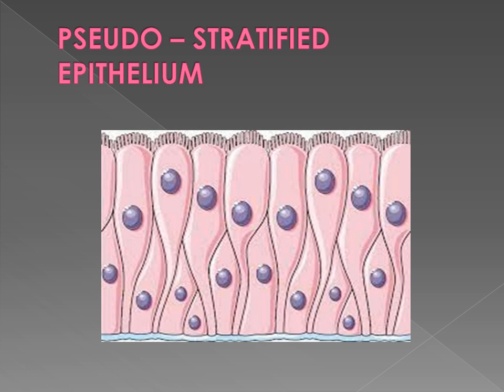Pseudo means, you know what is pseudo? It means false. So actually it is not there, but it looks like a multi-layered cell. That's why they said it's pseudo stratified, stratified meaning many layers. But actually there is no stratification; it is false stratification. So it is known as pseudo stratified epithelium. Understand?